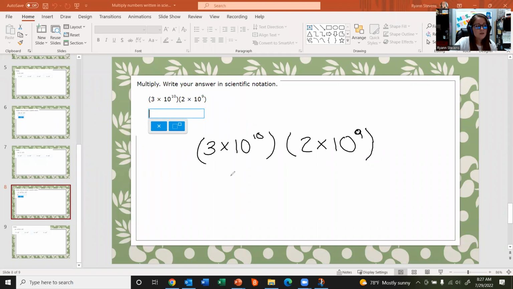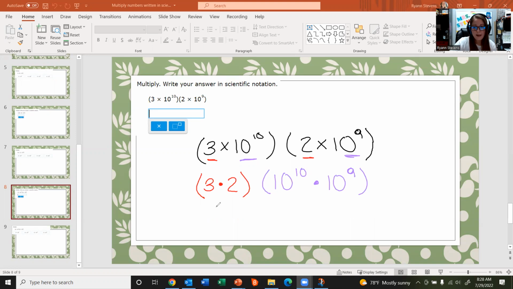So you can still group this. But this time what we're going to do is we're going to group these numbers together. And then we're going to group the powers of 10 together. So what it's going to look like is it's going to look like we've got 3 times 2. And then we've got 10 to the 10th power times 10 to the 9th power.